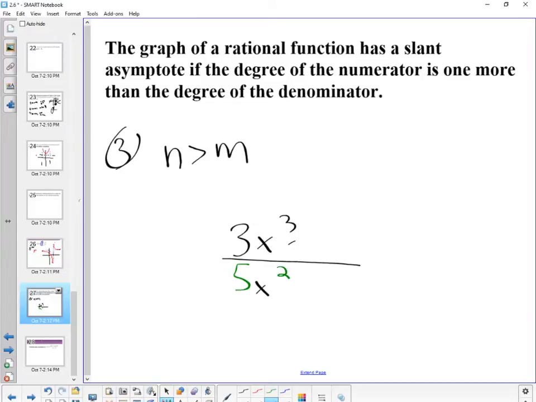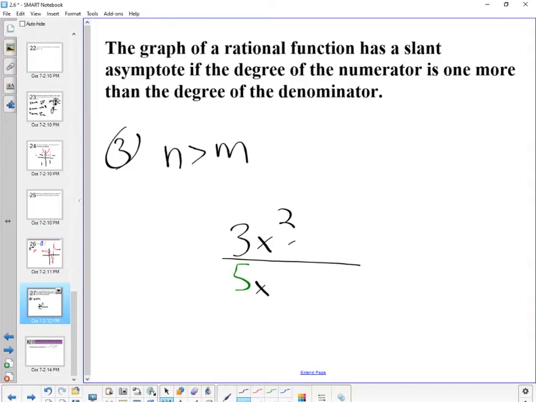So, another question. Go ahead. Okay, if it's 3x squared over 5x, does that still count? Did you say 3x squared? Yeah, 3x squared over 5x. Question: is the numerator degree 1 higher than the denominator? Yes. So yes, it does count, as long as the numerator is exactly 1 degree higher.